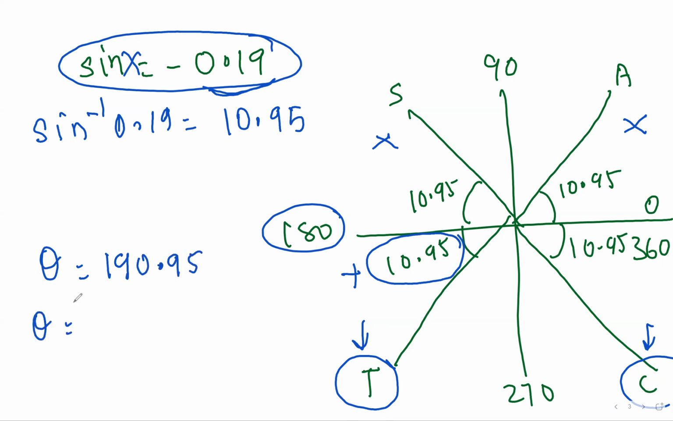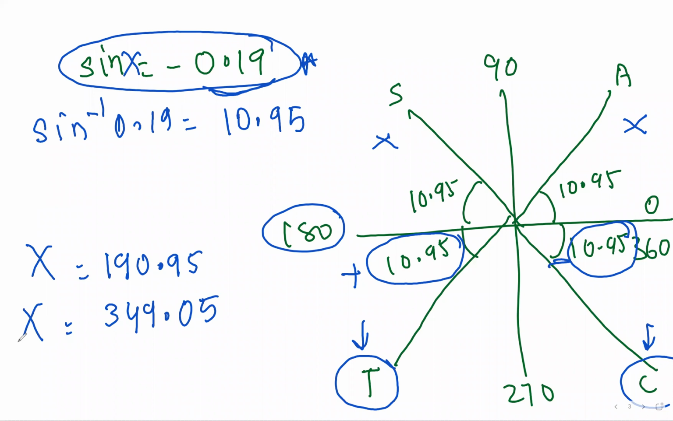And here it is coming before 360. So it will be 360 minus 10.95 because it is coming before 360. So my answer will be 349.05. The asterisk mark is over here. That is a sine x is equal to, I want x. It is not theta over here. The asterisk mark is sin x is negative 0.19. So we will be focusing only on those quadrants where sine will be negative.